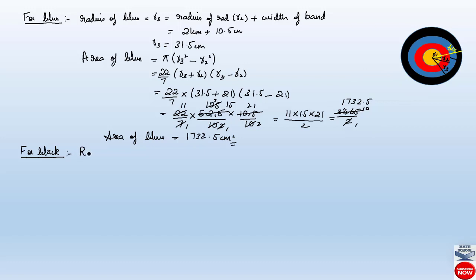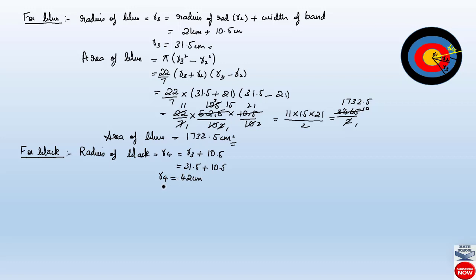So radius of black is equal to R4, and R4 will be the sum of the radius of the blue region plus the width of the band, that is R3 plus the width of the band. I'm writing that directly: radius R3 plus the width of the band, that is given as 10.5 centimeters. And what is the R3 value? R3 is 31.5 centimeters, that is 31.5 plus 10.5, therefore the R4 value will be equal to 42 centimeters.